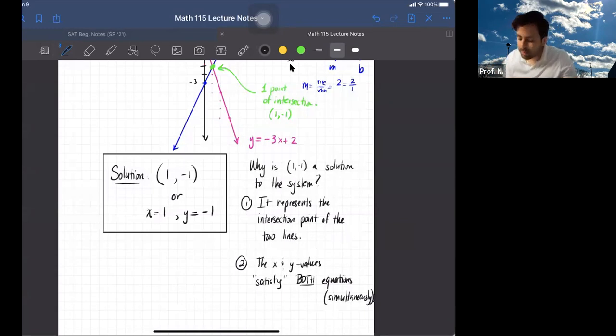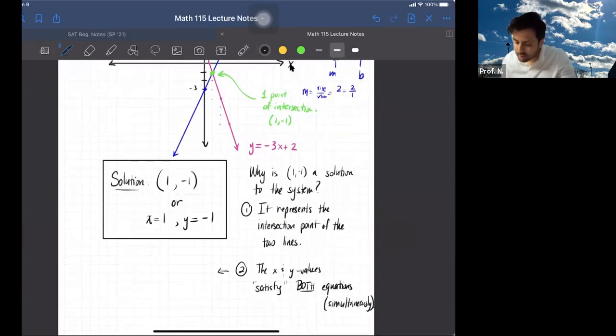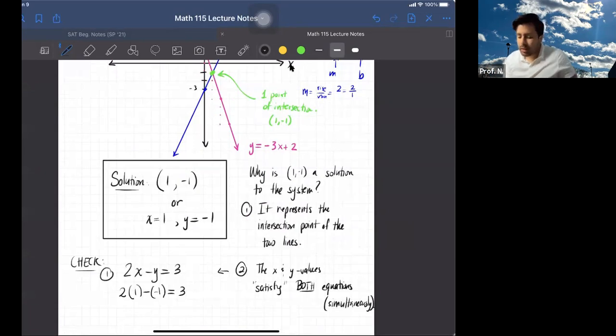Now, what does that mean algebraically? That means that, look, I have the first equation, right? 2x minus y equals 3. And then what do you think I'm going to do? Plug in. So basically, I'm checking if this is true. Check. So the first equation is 2 minus negative 1 equal to 3. Well, definitely 2 plus 1 equals 3. So yes, indeed, that worked.